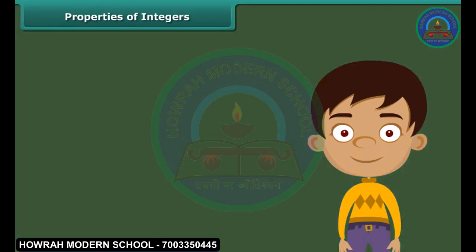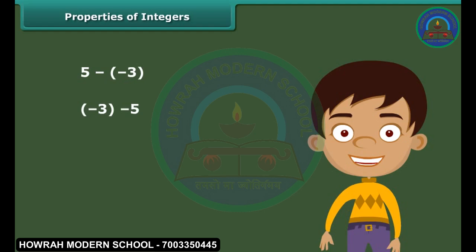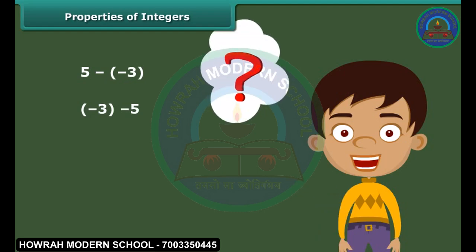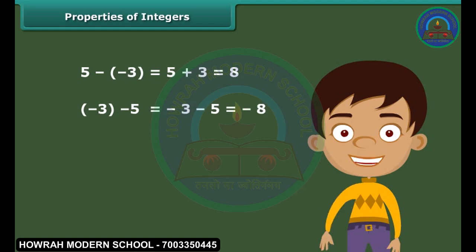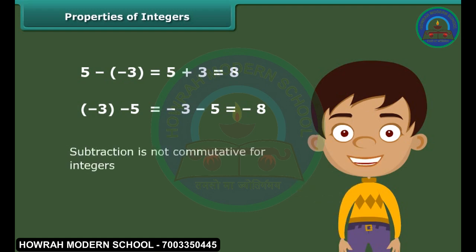Students, is 5 minus minus 3 the same as minus 3 minus 5? No, because 5 minus minus 3 is equal to 5 plus 3, which equals 8. And minus 3 minus 5 equals minus 8. Hence, we can say that subtraction is not commutative for integers.